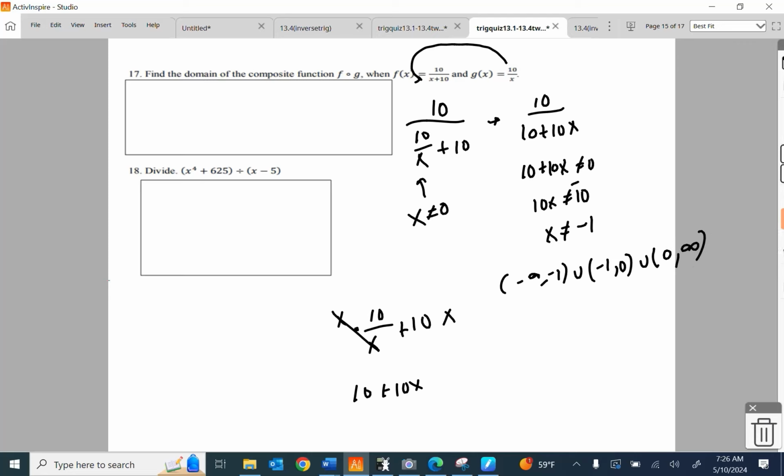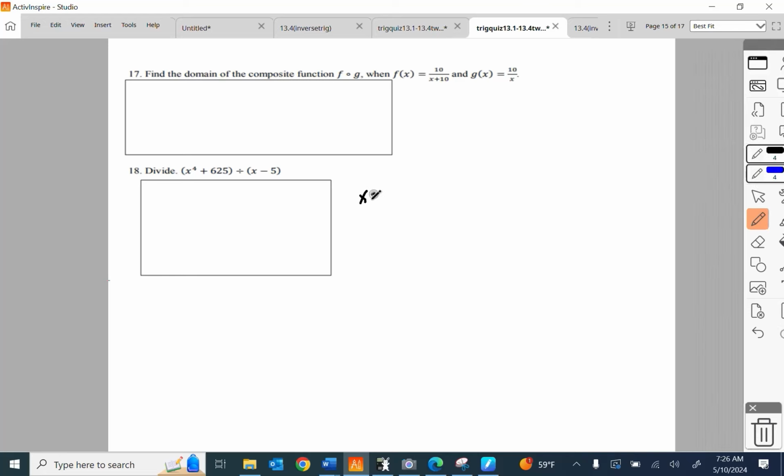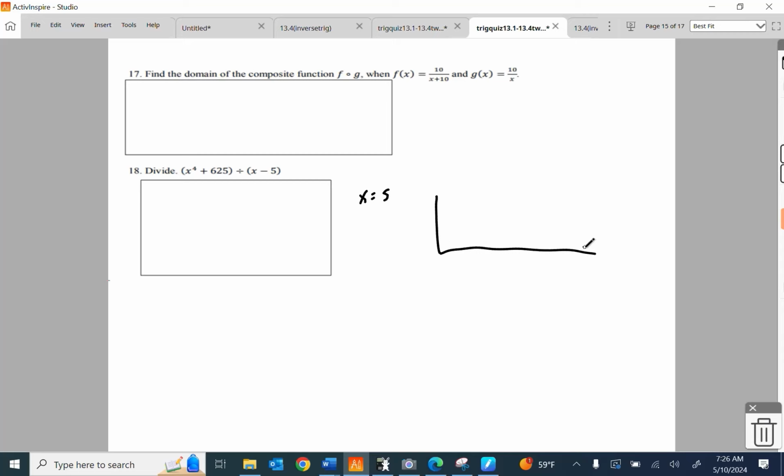Number 18 is pretty simple. 18, divide that guy by that guy. We're dividing by x minus 5, so x is 5. Just use placeholders and synthetics. Let's see, we'll have 1, x cubed, x squared, x, 625. And we drop, and we multiply, and we add, and we multiply, and we add, and we multiply again, and we add.